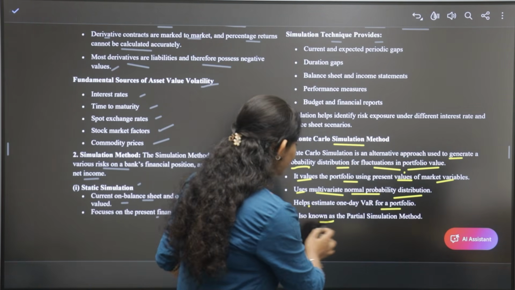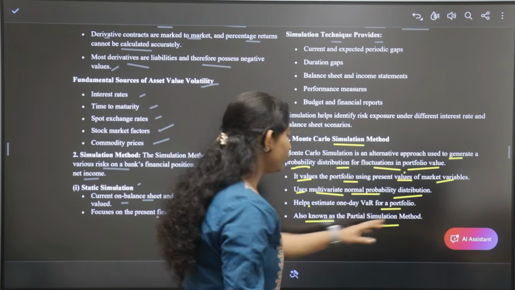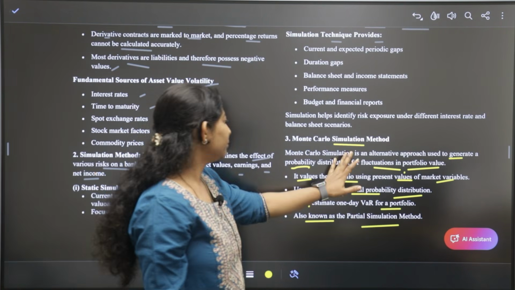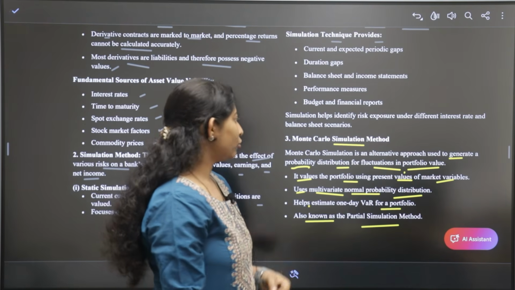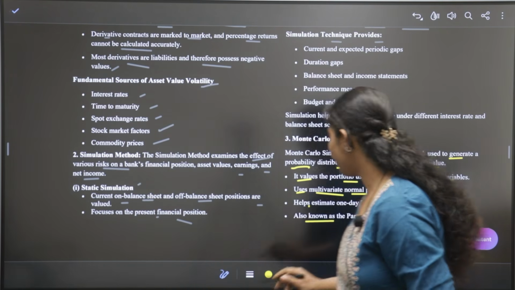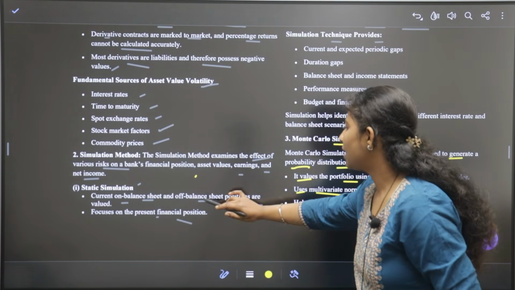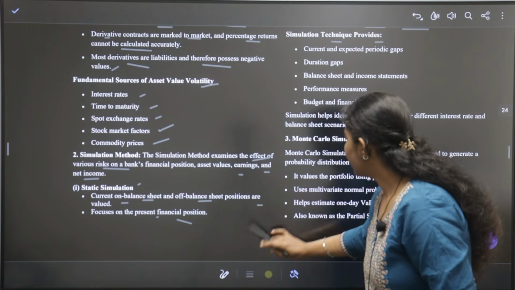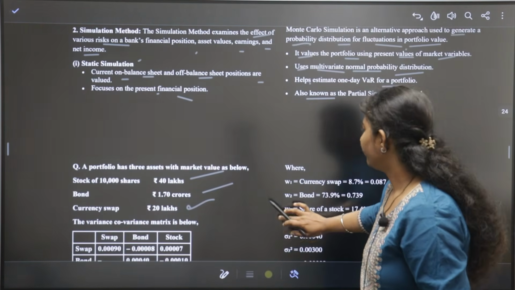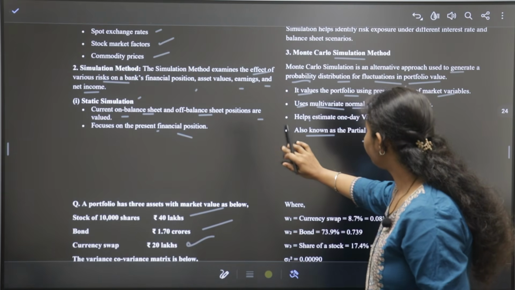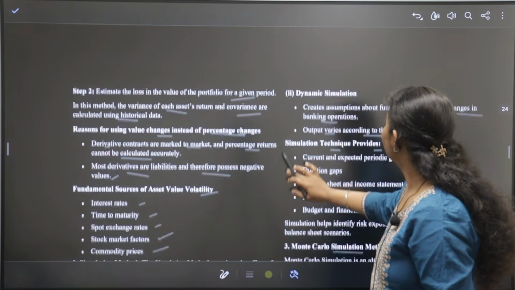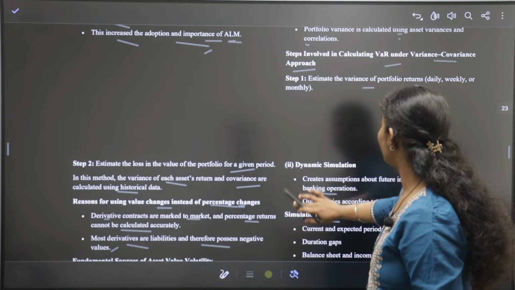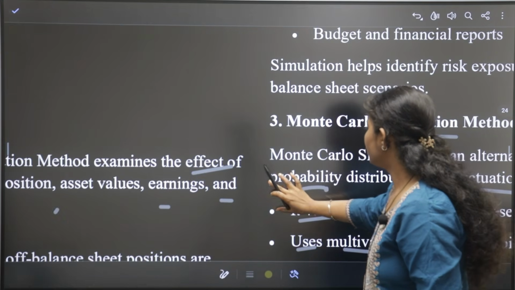Also, it is known as the partial simulation method. Half of the things of the simulation method will be applicable in Monte Carlo simulation methods. It is partial to your simulation method. Partial means half of the things and techniques will be added here. So that is the third method. So here I finish the different methods of variance, different approaches in variance.